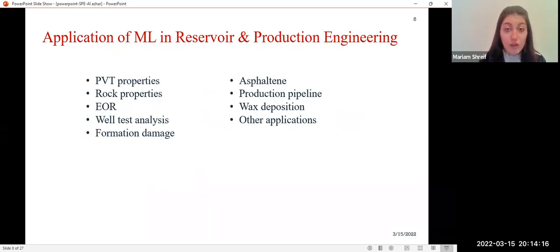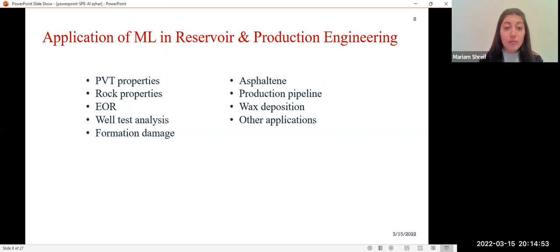So here are some applications of machine learning in reservoir and production engineering. We can use ML algorithms to forecast the pressure, volume, temperature properties. PVT properties are important for material balance calculations, and they directly impact the reservoir performance and evaluation. We can also forecast the rock properties such as the porosity and permeability, which are important for the reservoir simulation.